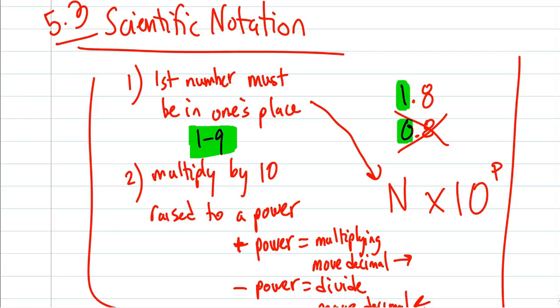So the first number must be in the ones place between 1 and 9. The second thing that we do is we take that number, we multiply it by 10 raised to some power. If that power is positive, then we are multiplying by 10 exponents. If we have a positive exponent, it means to multiply by the base. So as we multiply, the decimal moves to the right. The number grows bigger with a positive exponent.